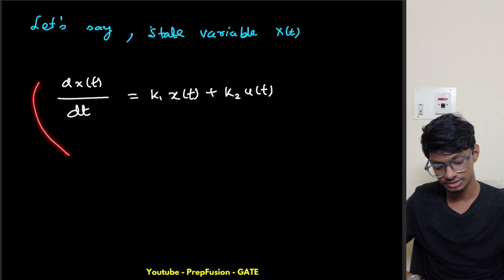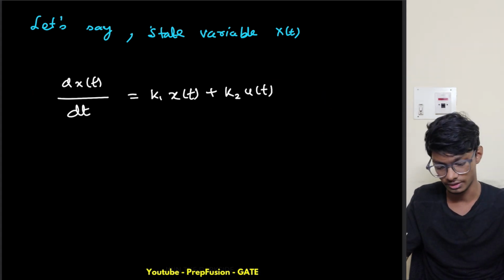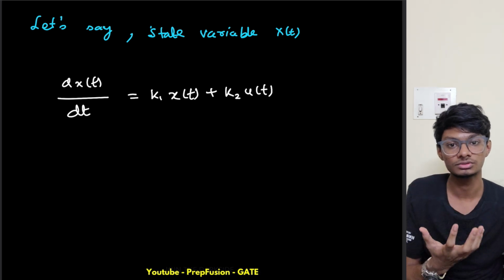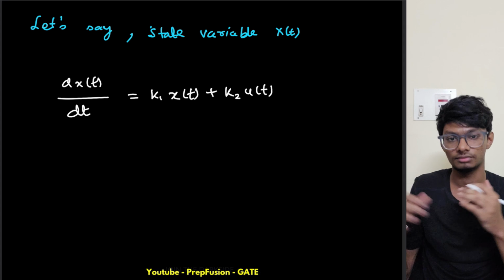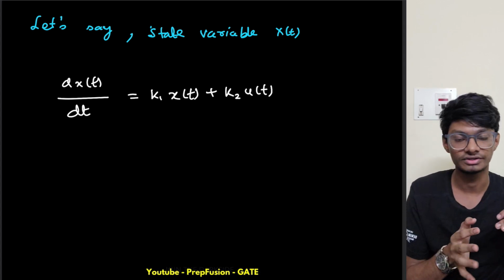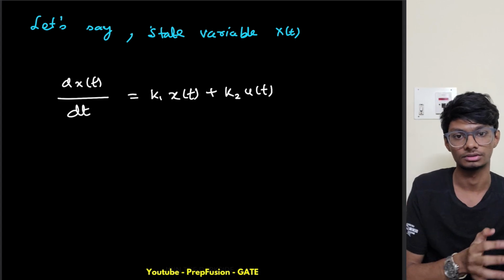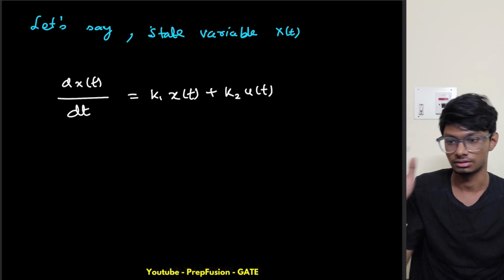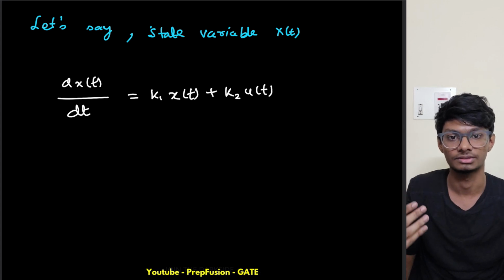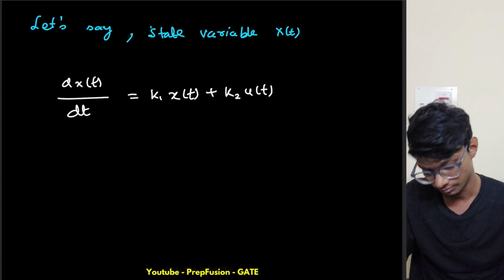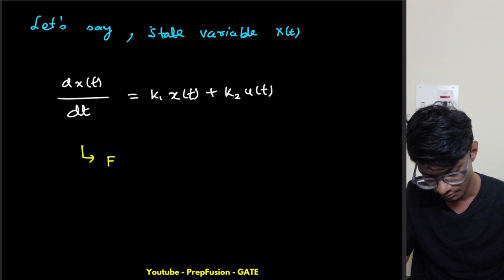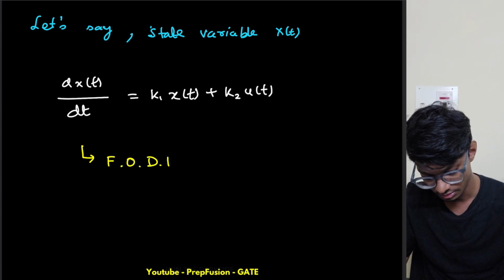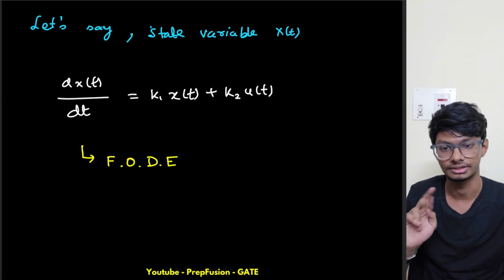So it is a first order differential equation. That's why we use the state space method, basically to simplify higher order equations to first order differential equations and then solve from there, so that we can analyze the system in an easier manner. This is a first order differential equation. I'm just writing the shortcut.